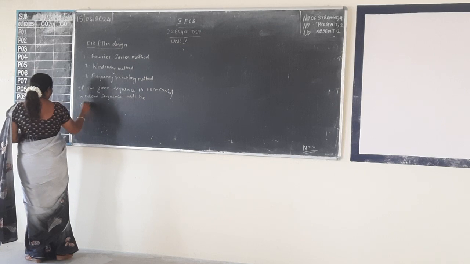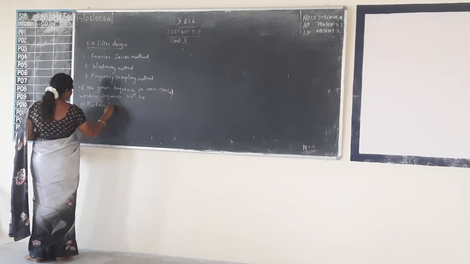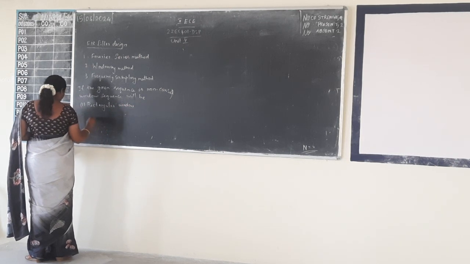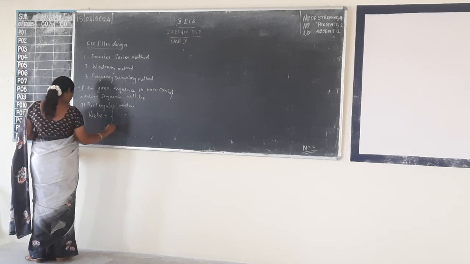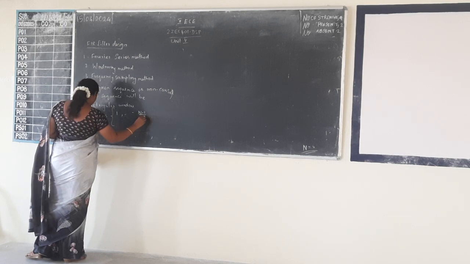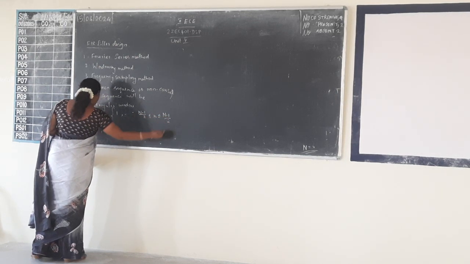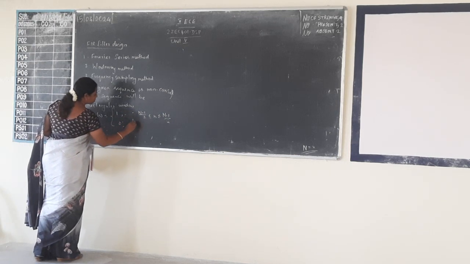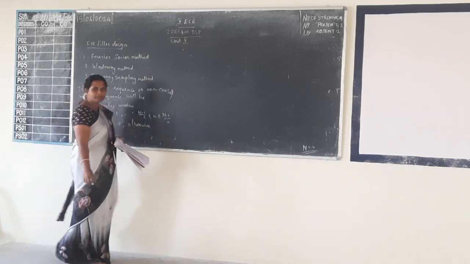First one is the rectangle window. W suffix R of n is 1 for minus of n minus 1 by 2 to n minus 1 by 2, and 0 otherwise. Write this.